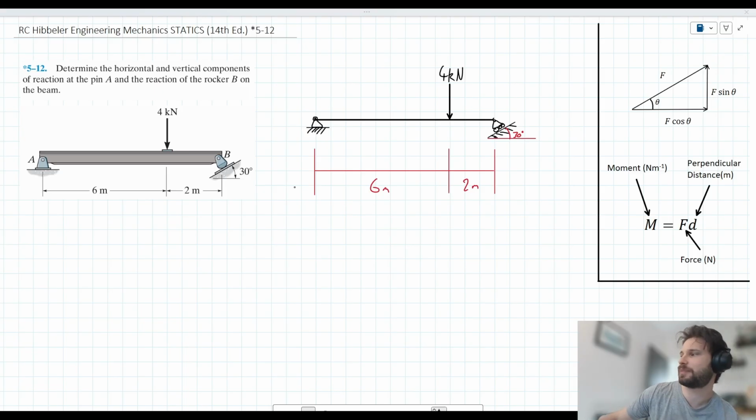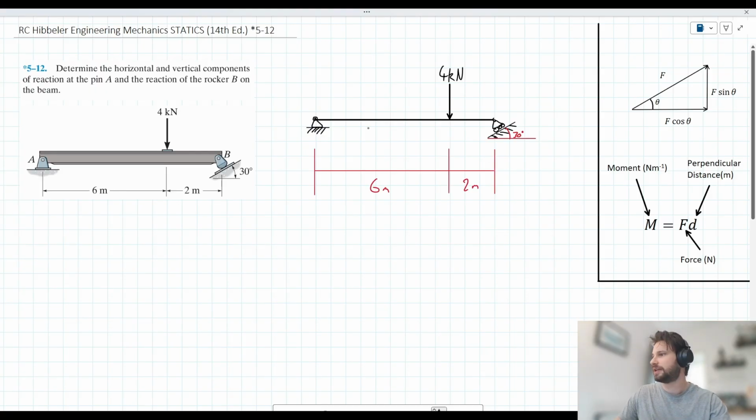So we have this problem from chapter 5 here, which is asking us to determine the horizontal and vertical components of reactions at the pin A and rocker B. I've replicated the diagram on the right hand side here. Let's go ahead and label up those reactions that the question is asking for.